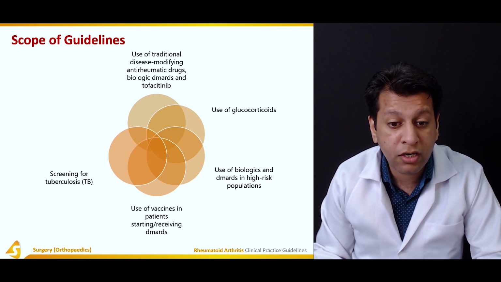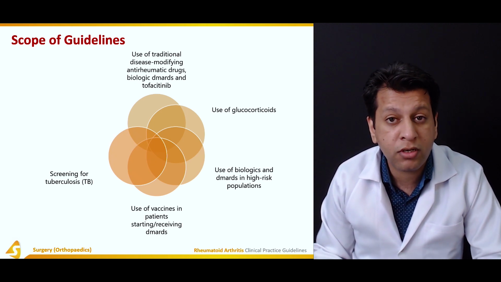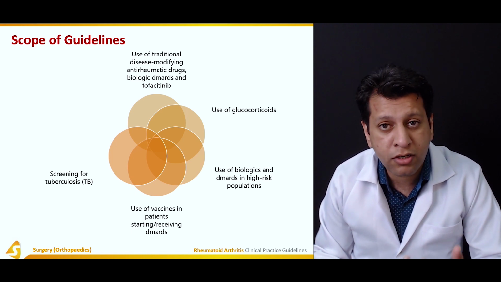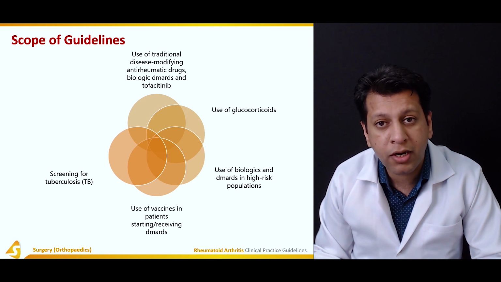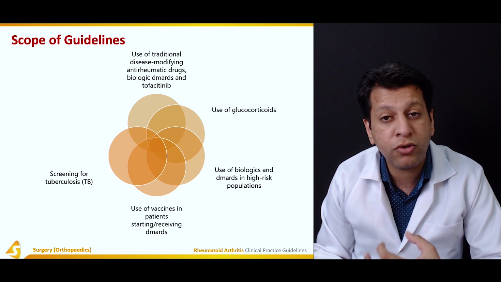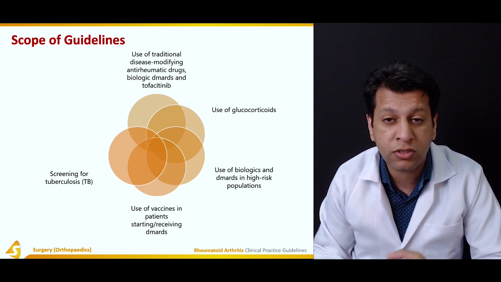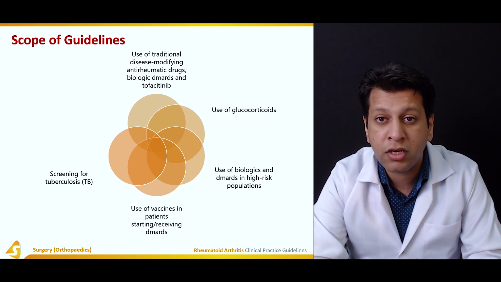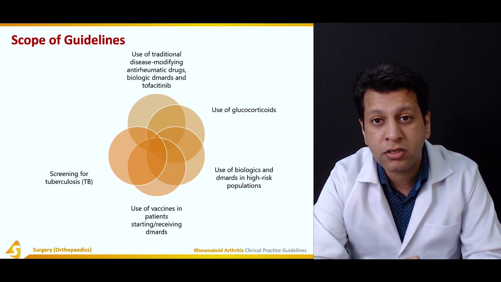Especially important is screening for tuberculosis, because we know that the use of glucocorticoids is very important in controlling inflammation and swelling of the joints. But as steroids decrease the immunity of the body, if there was some latent tuberculosis, which is very common in Mediterranean countries and in South Asian and Asian countries, it can flare up.